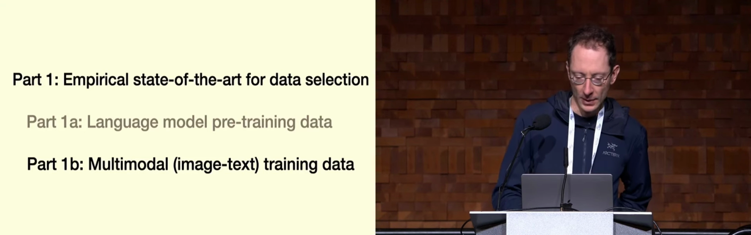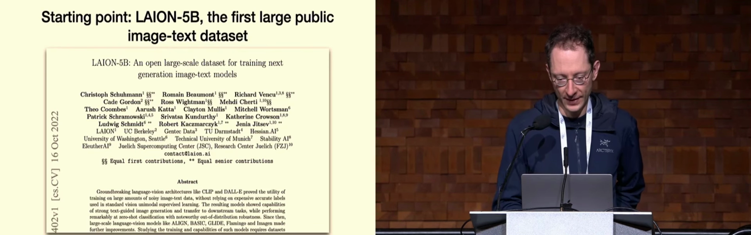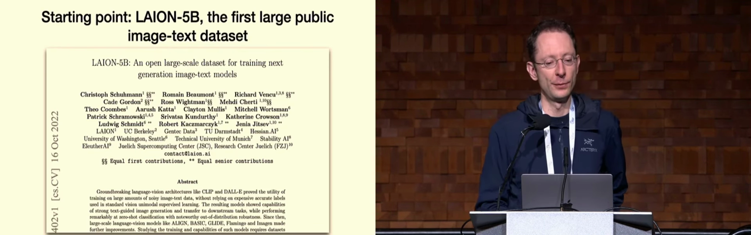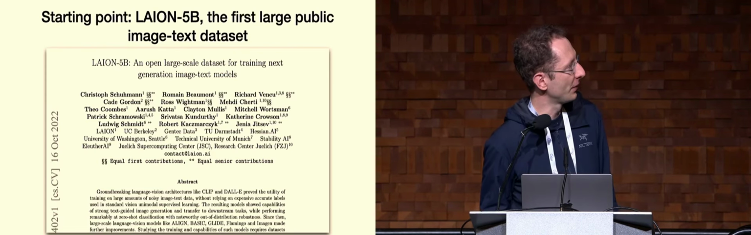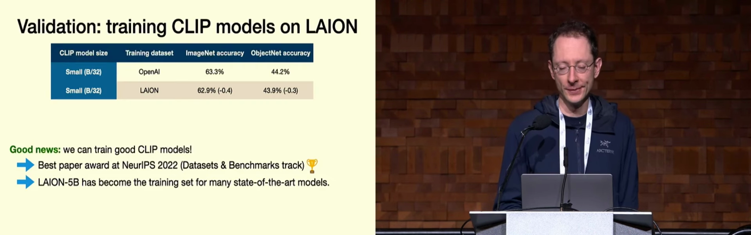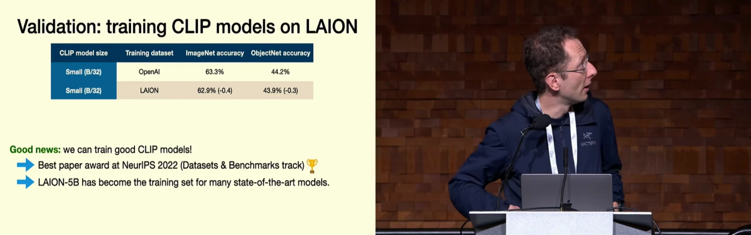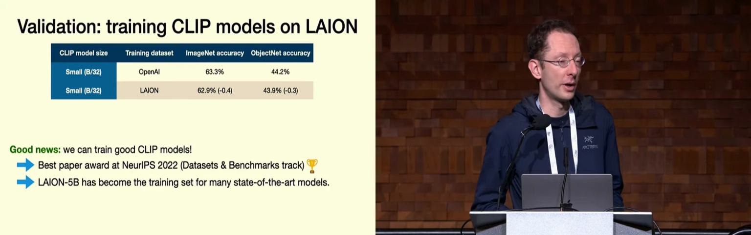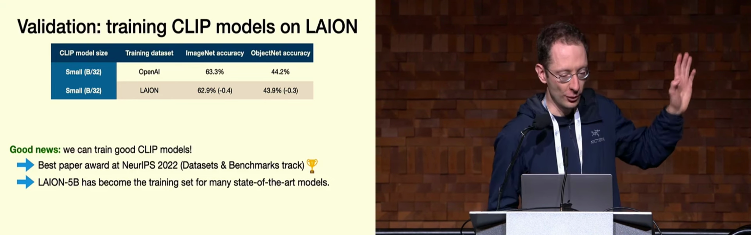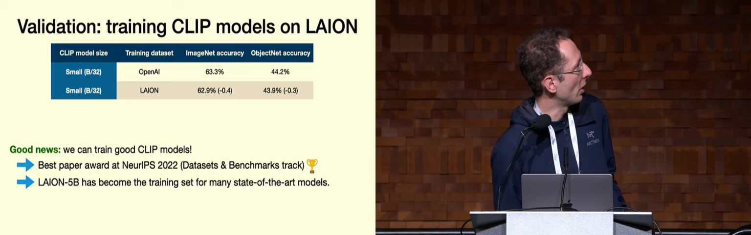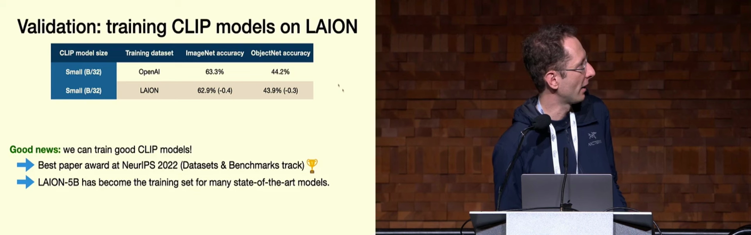Okay, now the multimodal part. Again, in the interest of time, we'll go through this a little bit quicker. Probably many of you have heard about the LAION-5B dataset. It actually won a best paper award here at NeurIPS in the datasets track two years ago. This was great because it enabled a lot of public research on multimodal learning. Stable Diffusion, for instance, was trained on LAION. And this looked great on small-scale experiments. If you train a small CLIP model, we could match the performance of the OpenAI CLIP models.